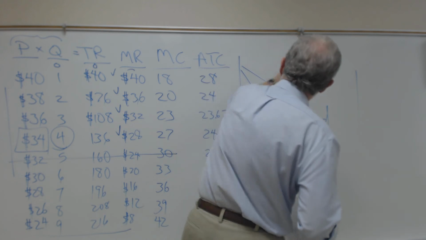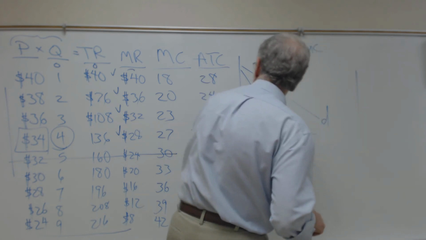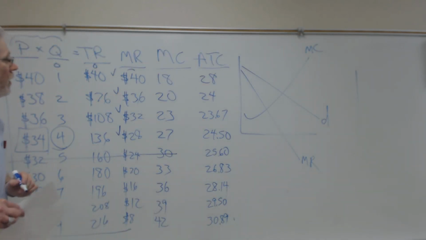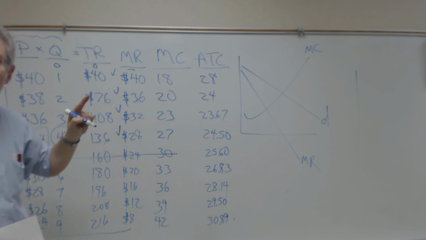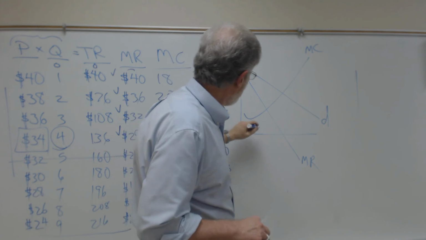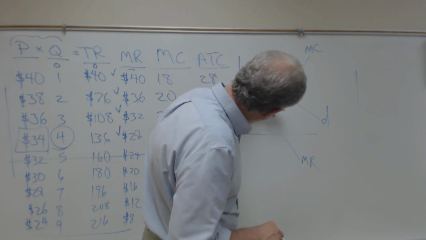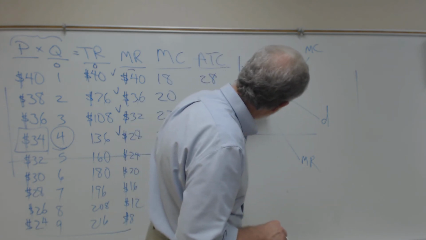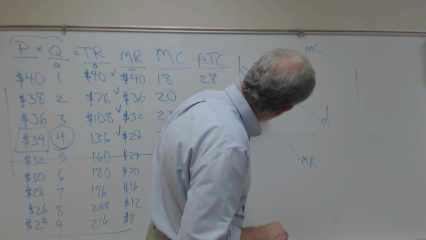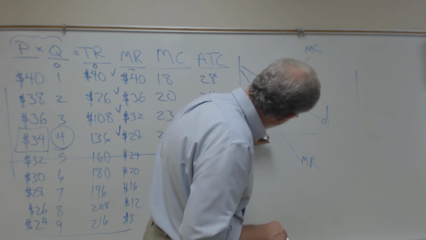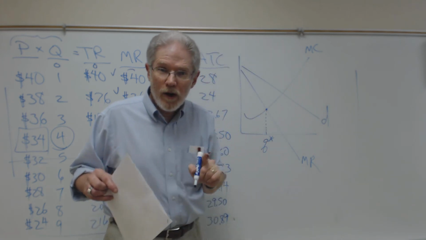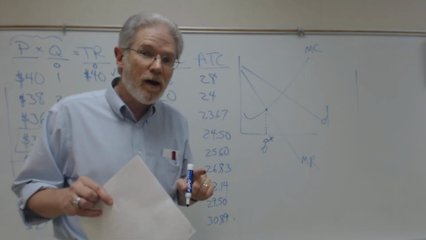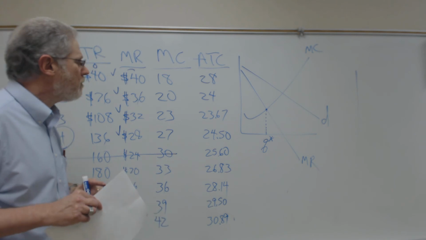To find the profit maximizing quantity, what did we do? We looked for where MR and MC were equal. And we see that here's marginal revenue, here's marginal cost. They intersect at that point. We've always called that Q star. That's the quantity that gives the firm maximum profit if it's going to produce anything at all.